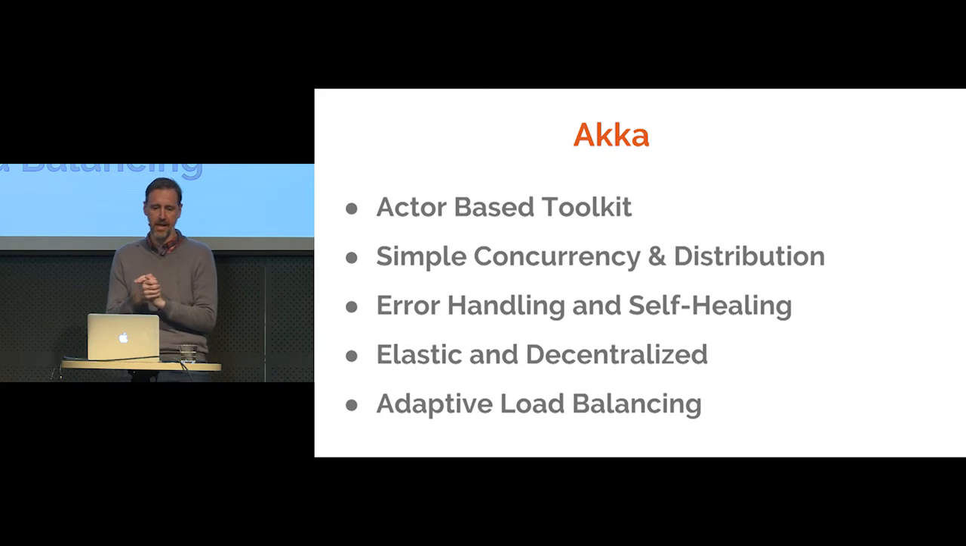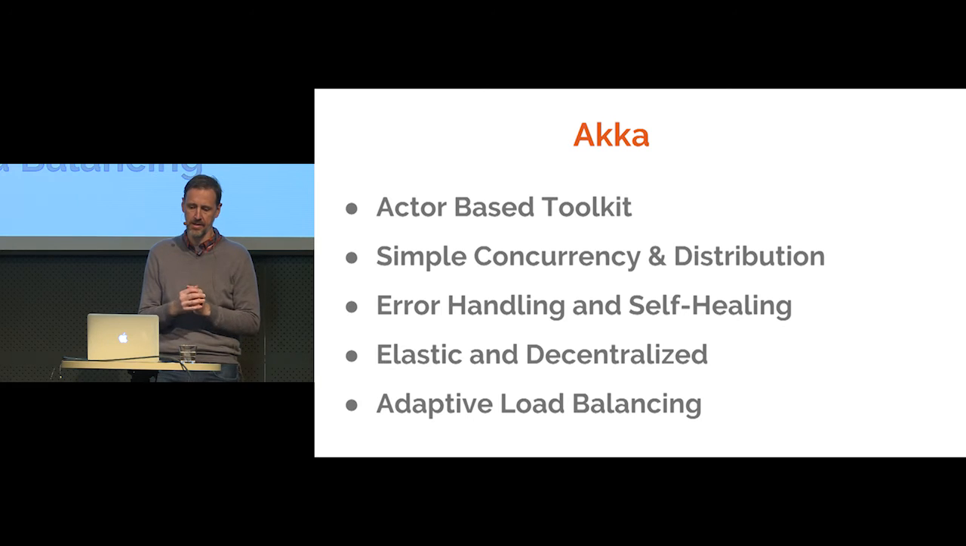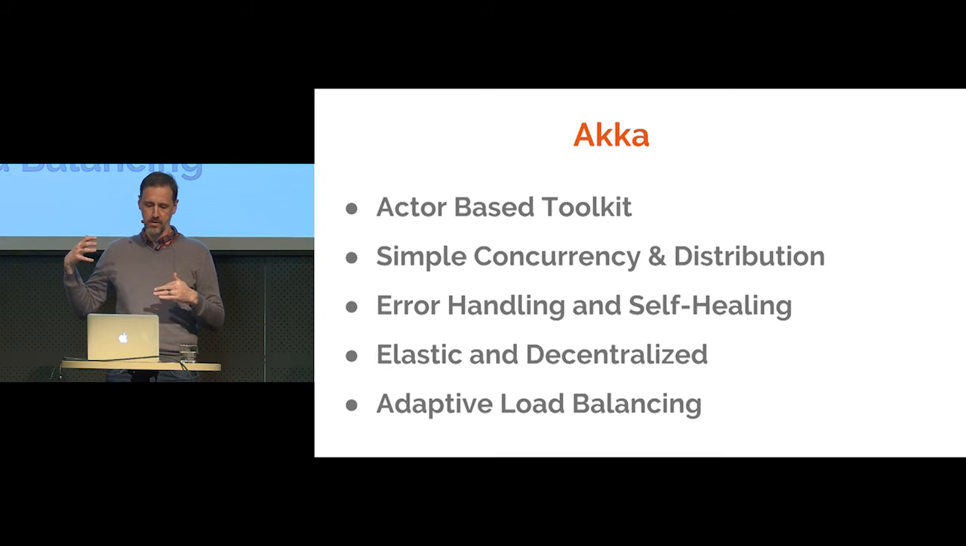All right, so Akka is an actor-based toolkit. They talk about it as a toolkit for concurrency. The whole idea behind Akka is to make it really simple to handle concurrency and distribution, instead of having to do low-level locking with mutexes and semaphores, and managing my threads and thread pools. Akka takes care of all of that for you. It makes concurrency really easy. It has an entire toolkit around error handling and self-healing.